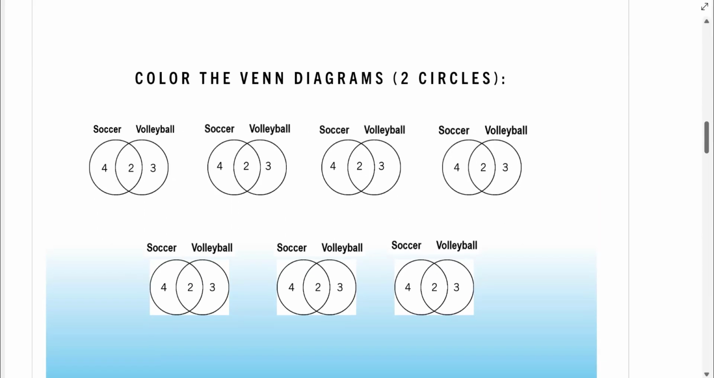So first, we're going to color the Venn diagrams based on vocabulary. So aquí podemos pintar color depende del vocabulario. So if I say soccer and volleyball, what students play soccer and volleyball, that means this section in the middle. So the answer would be 2.